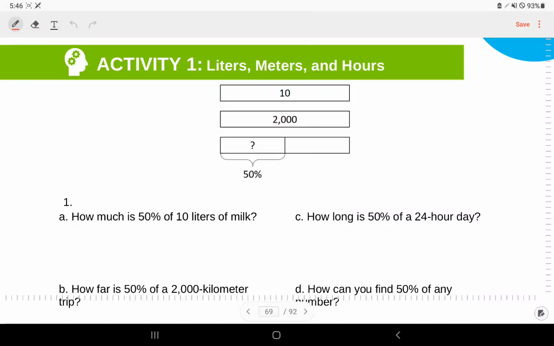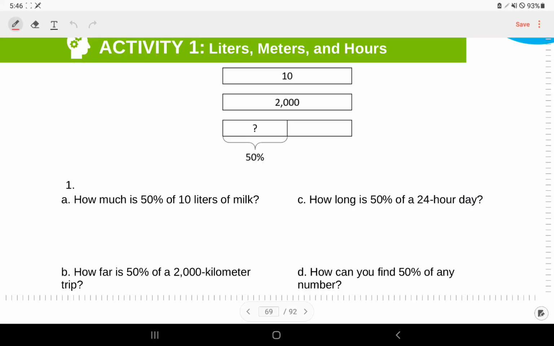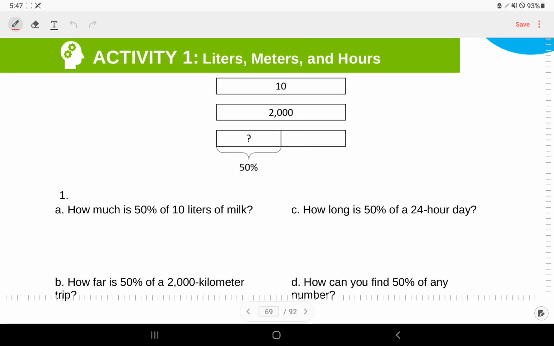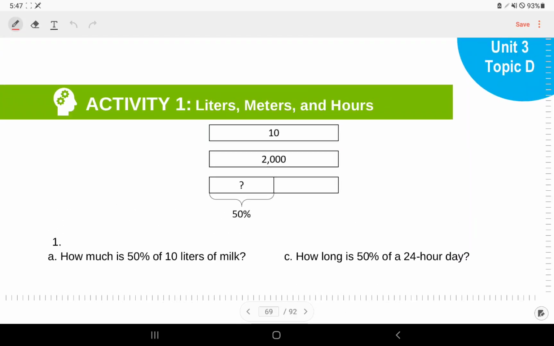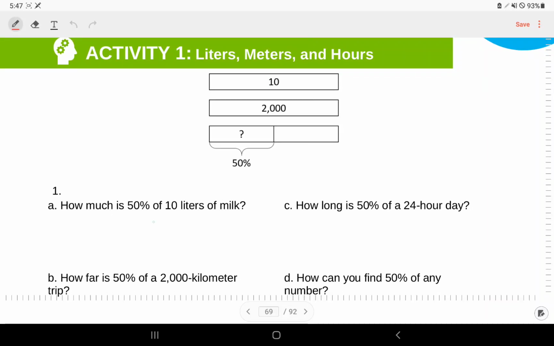All right, so this is lesson 13. And so when we go through this, how much is 50% of 10 liters of milk? So that's just half of 10 liters. So half of 10 is 5. 10 divided by 2 is 5.